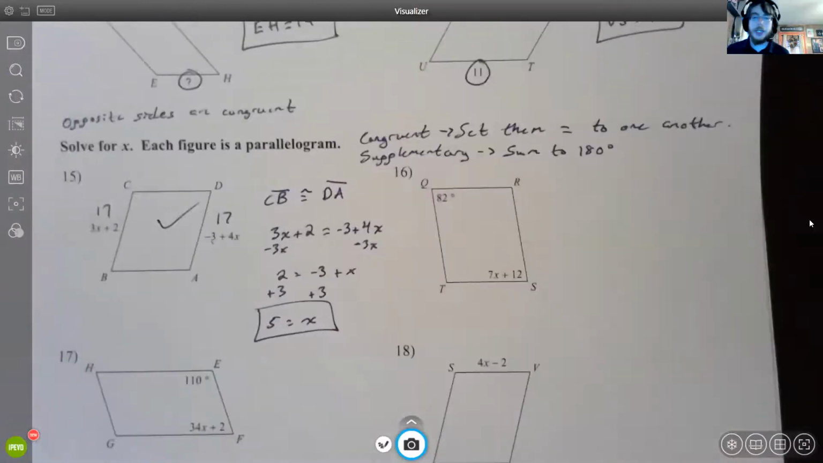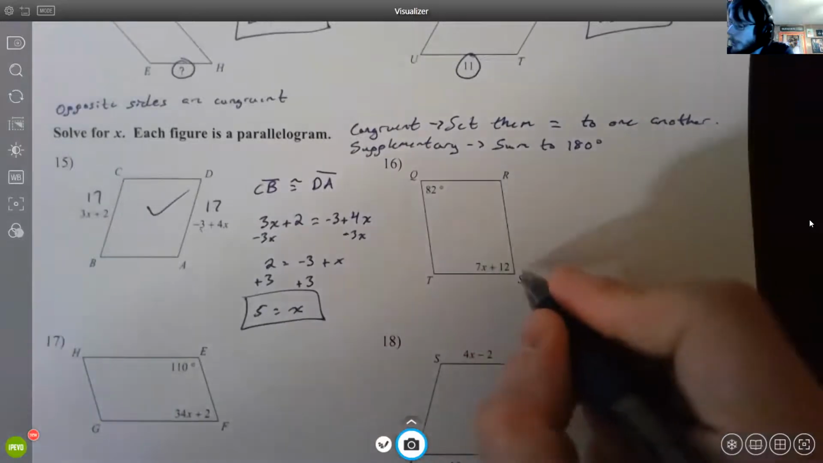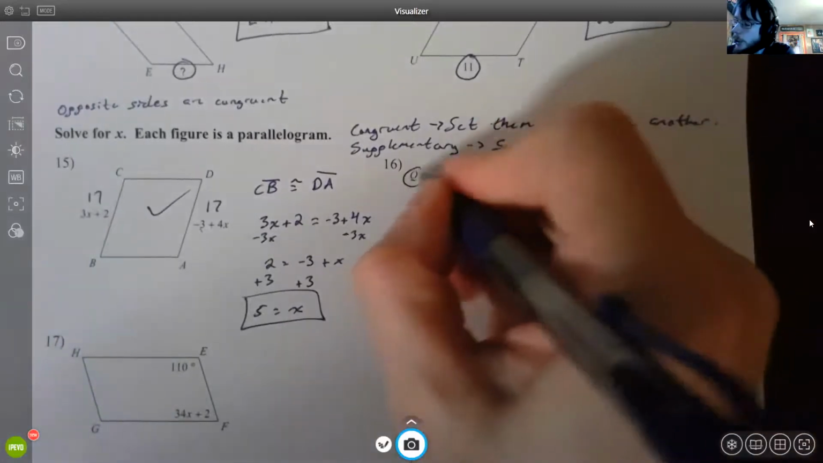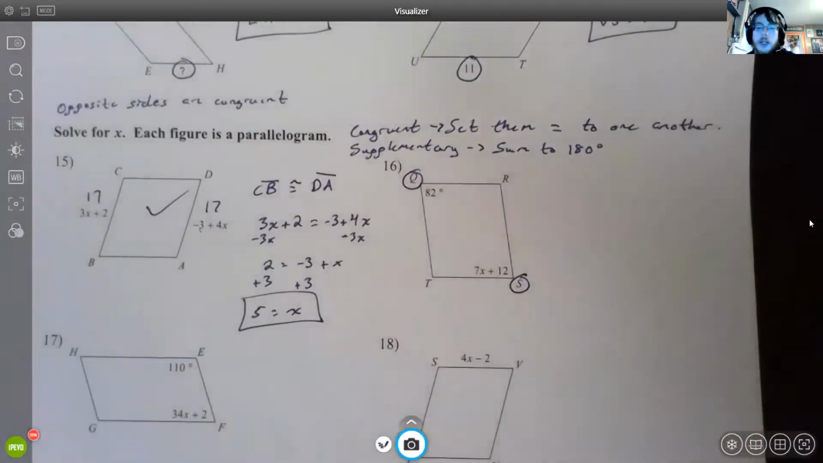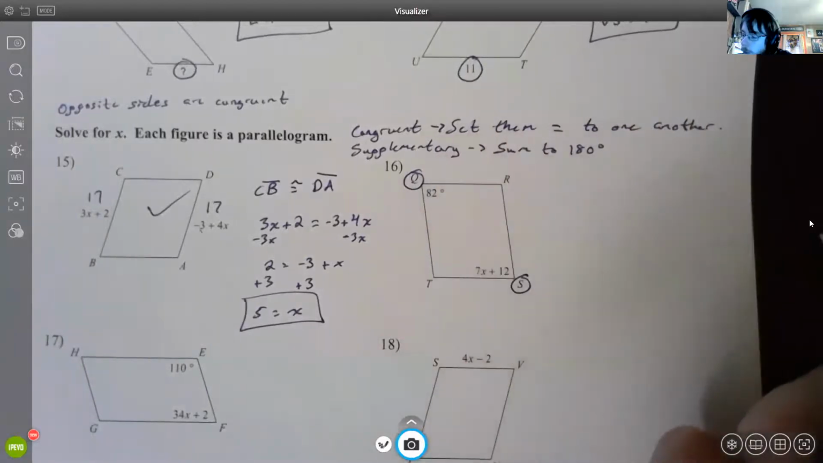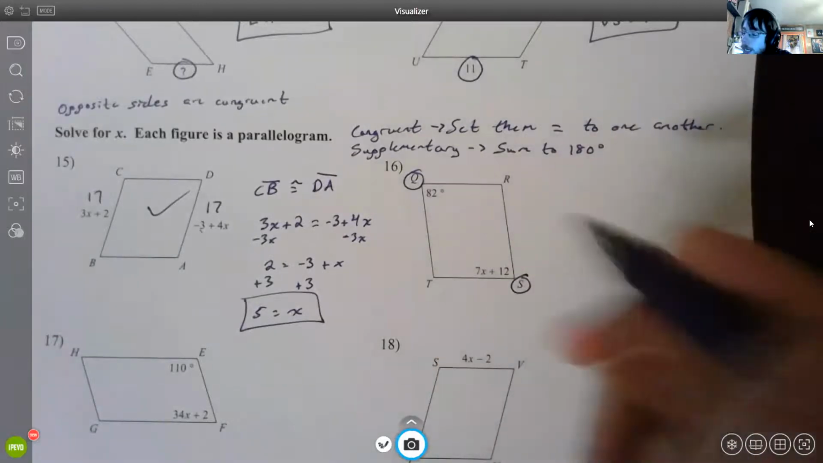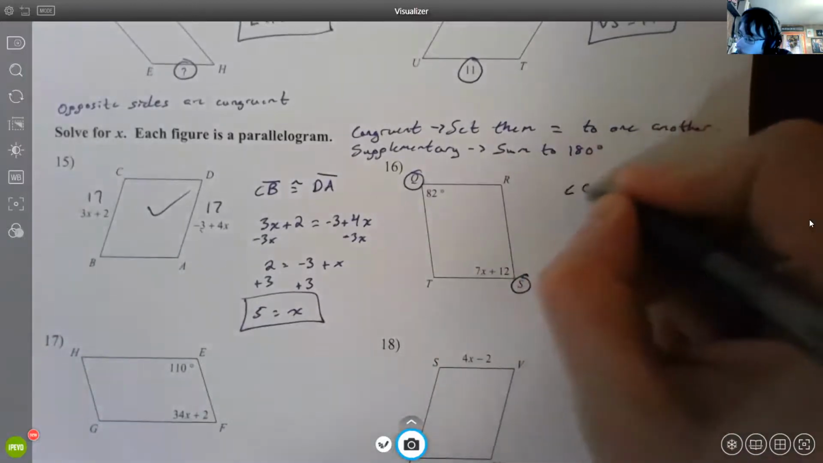Number 16. We are given two angles here, angle S and angle Q. Now, since we're dealing with angles, we need to figure out whether they are opposite angles or consecutive angles. In this case, we can see that S and Q are in opposite corners from one another. So that means these are opposite angles and they should be congruent.